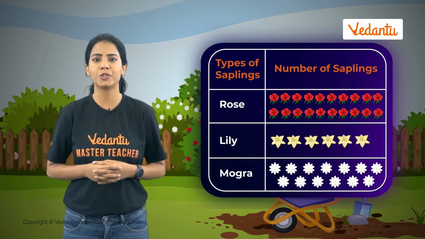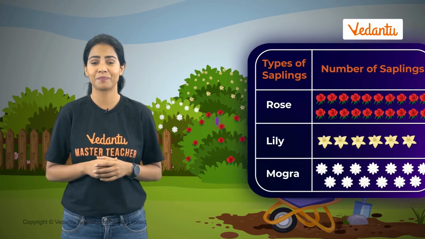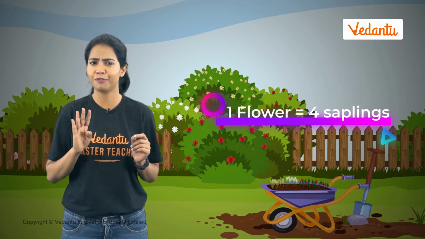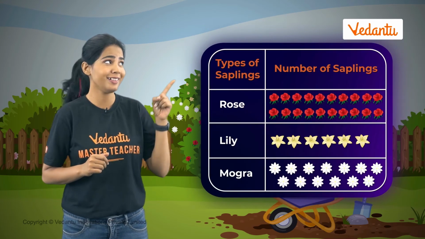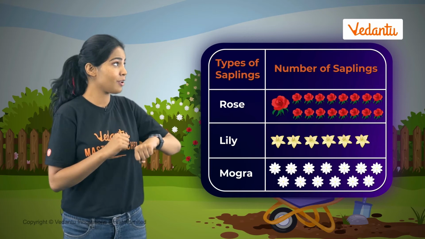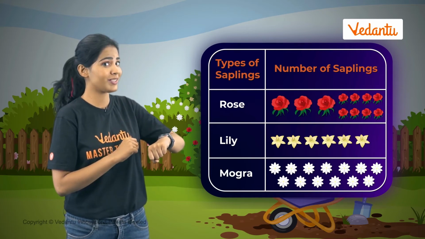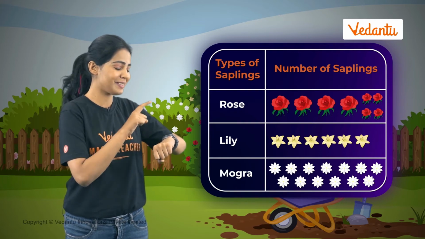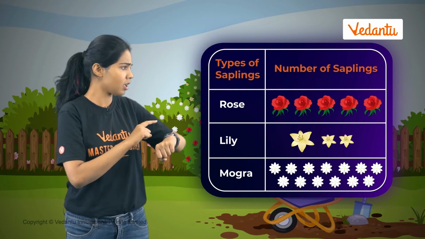I know what we can do. We can use one flower to represent more than one sapling. Let's make one flower represent 4 saplings. So now we can fill our table by using this representation. 4 roses, 4 roses, 4 roses, 4 roses, 4 roses, 4 lilies.